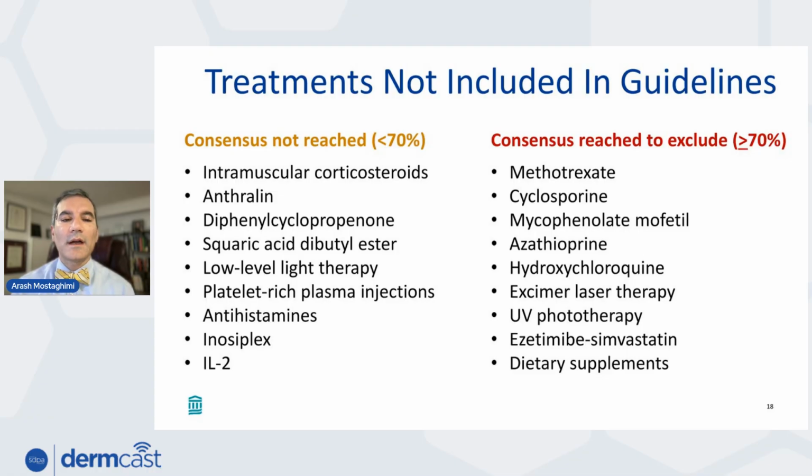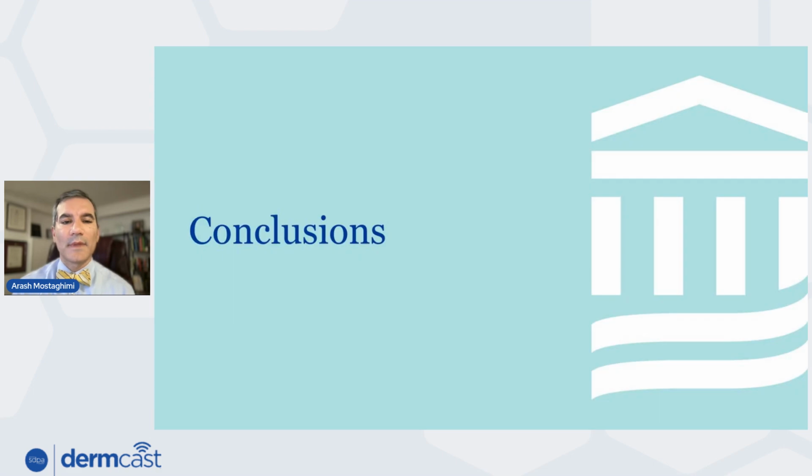Things that we couldn't agree on were intramuscular corticosteroids, insulin and the other sensitizing agents, the role of PRP or antihistamines, or low-dose IL-2. These are areas that I think we need more information, and hopefully we'll come back to them in the future as there's more data. Next slide. So looking at our conclusions, next slide.